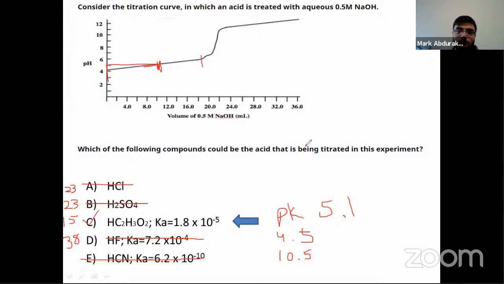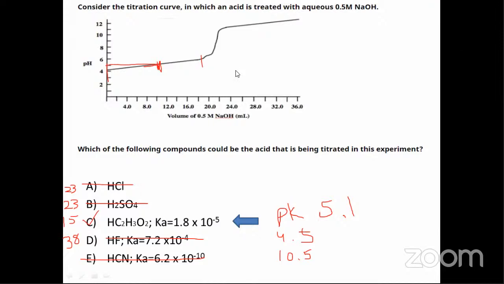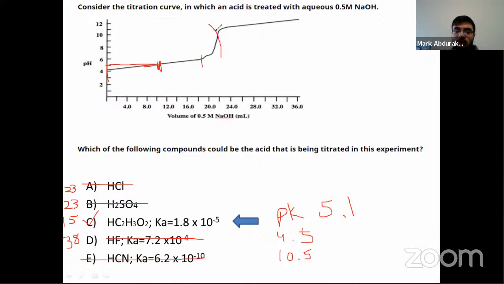Is everybody clear on why the answers they chose were wrong? So the flat part is the what now? I was looking more at the steeper part. Is the flat part the equivalence point, or the steep part? The equivalence point is here, right? That's what I was thinking.